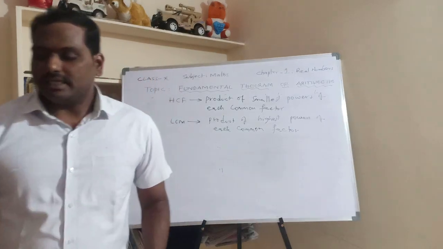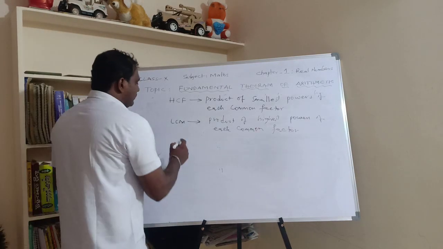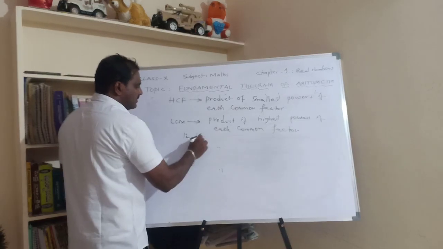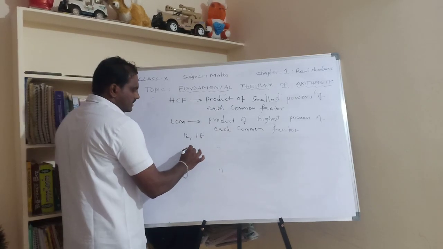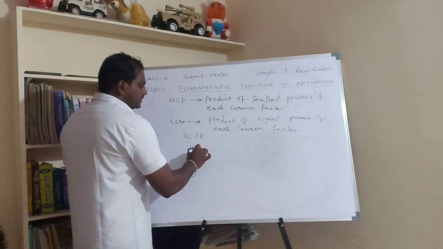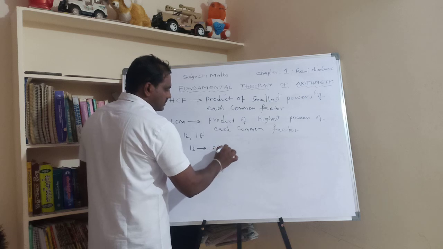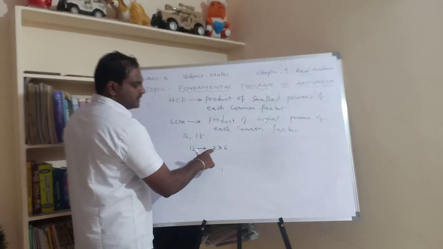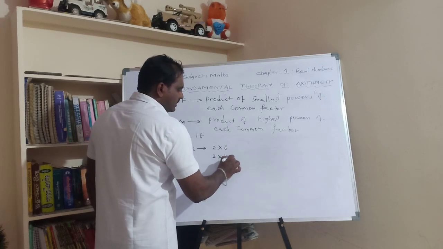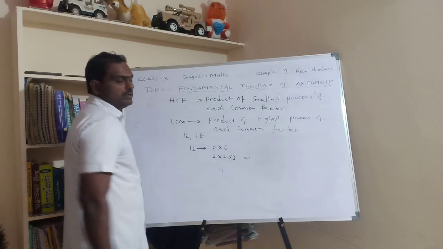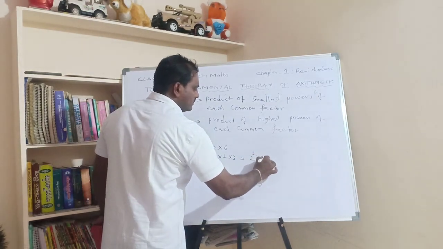Now we'll check with one example. Find the LCM and HCF of 12 and 18 by using the prime factorization method. So first express the given numbers in terms of product of primes. 12 can be written as 2 into 6. 2 is a prime number, 6 is not a prime number. So again I can write 2 into 2 into 3. So that is 2 power 2 into 3 power 1.